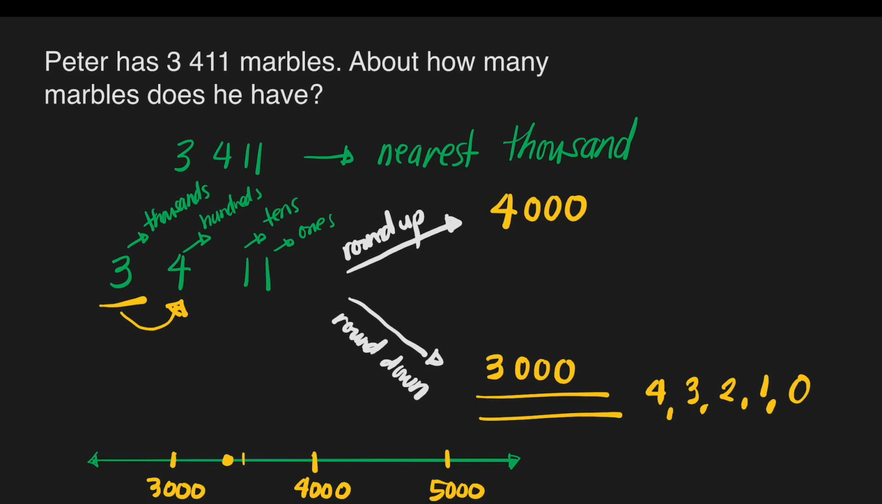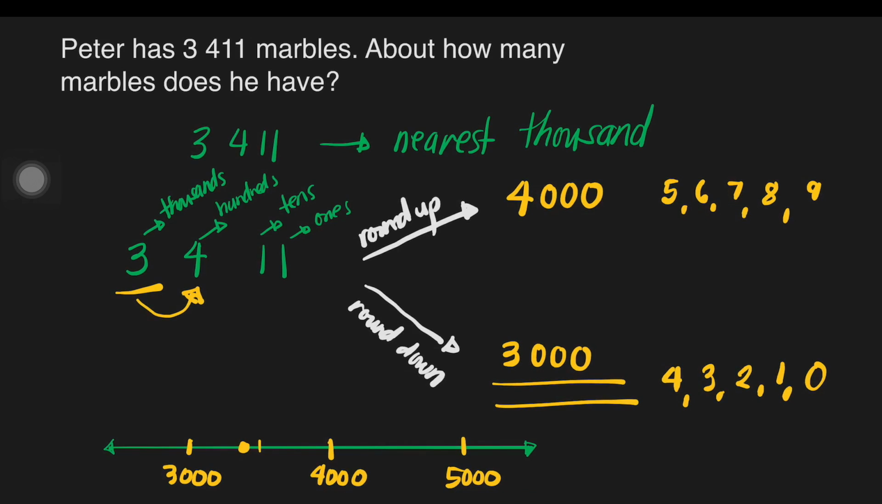When do we round up? Just take a look at the next digit to the right of the rounding place. If the next digit to the right is 5 or greater, just add 1 to the digit in the rounding place. So, what are the numbers greater than 5 or equal to 5? These are 5, 6, 7, 8, 9. Then we do round up.